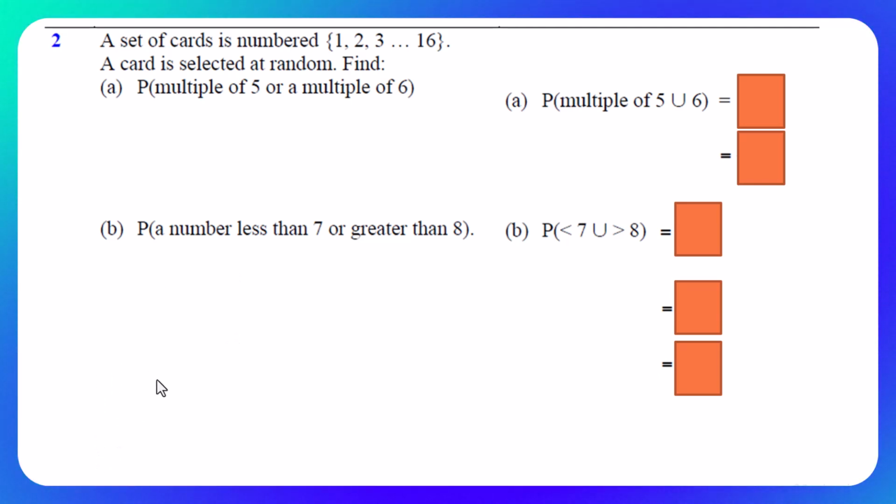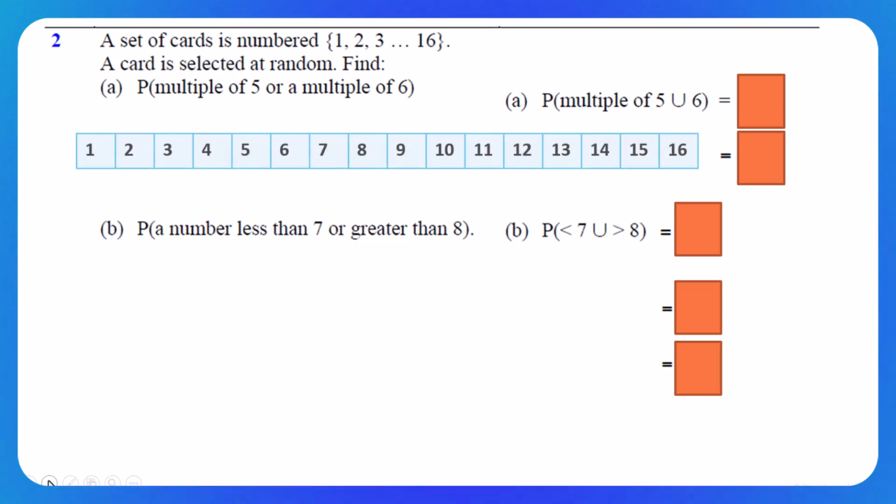Question number 2. We have a set of cards numbered 1, 2, 3, 4, 5, 6, 7, 8, all the way through 16. So we need to read the question carefully, otherwise we'll think of a deck of playing cards, and that's not what we have here. We have just a set of cards, and I'm going to go ahead and put that sample space out so you can see it, numbered 1 through 16.